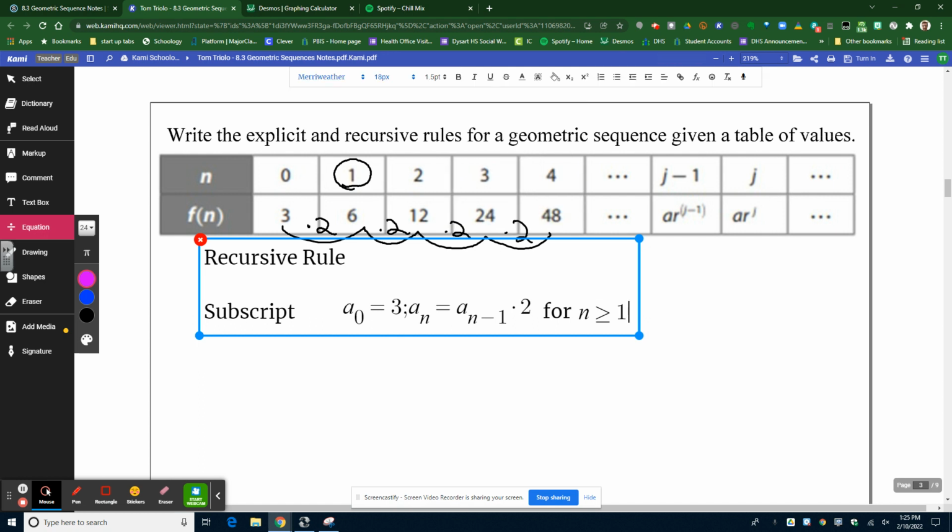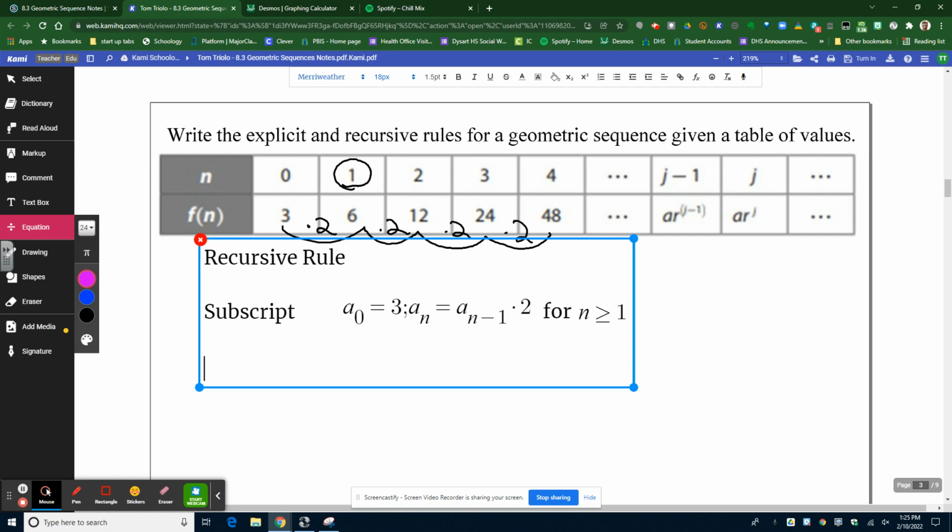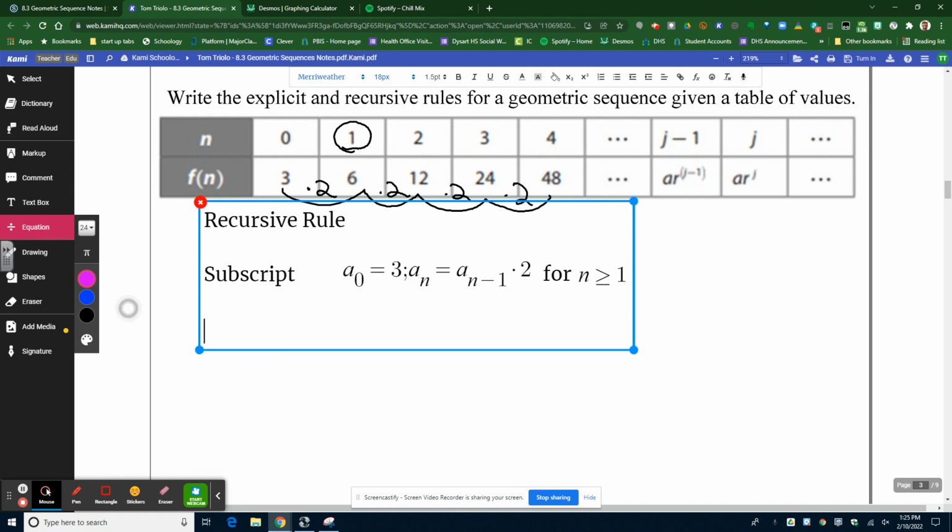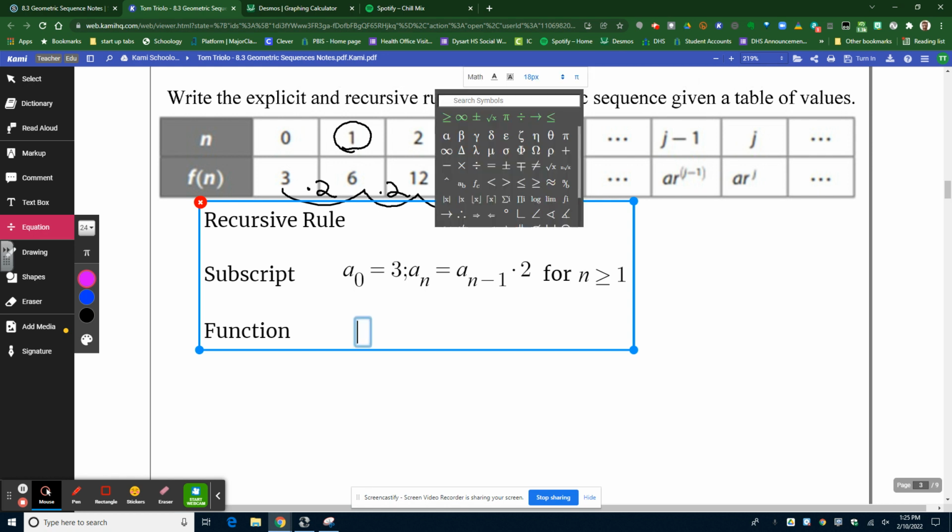Okay, hit enter a couple times. Up just a hair. There we go. And type in function. So same concept. Now we're going to use function notation. So equation editor: f of 0, because that's our first number, equals 3; semicolon; f of n equals f of n minus 1.